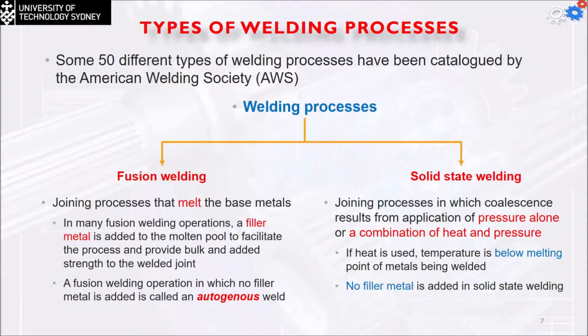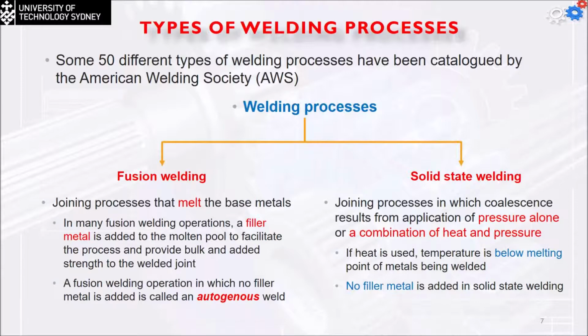In solid state welding, we don't have any melting. Pressure alone, or a combination of heat and pressure, will do the work. So we don't add any extra material, and usually the temperature is below the melting point of the metal being welded. No filler material is added in solid state welding, like what we have in the case of spot welding. Okay, no added material, the pressure will do the work.